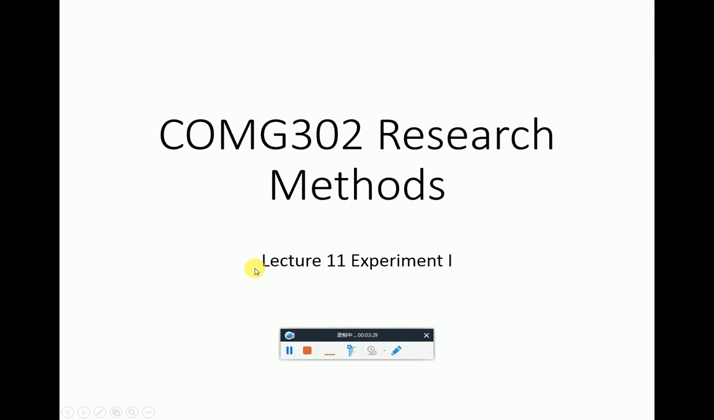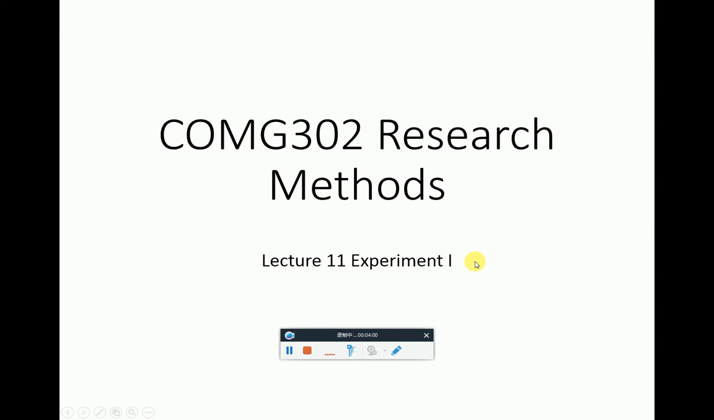So starting today, we'll be talking about experiments. We'll spend two lectures talking about experiments. And that is not because experiments are less important or useful than survey studies, but because the knowledge about experiments will quickly become very complicated, too complicated for the purpose of this class.